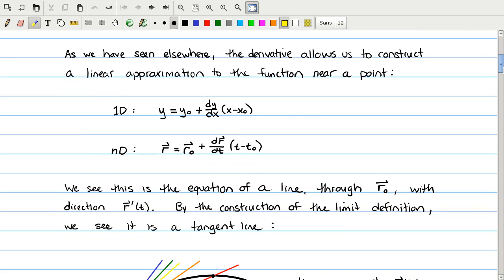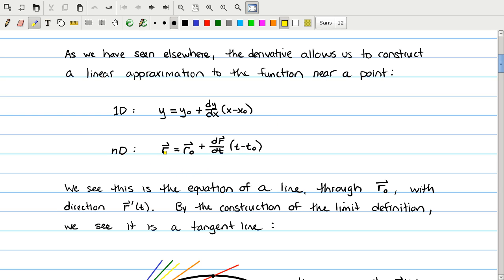Now, we've seen in earlier sections that the derivative allows us to construct linear approximations, and that what these linear approximations correspond to are the 0th and first terms of a Taylor series. So that's true in 1D. We have an expression for y in the vicinity of some point x naught, y naught. The 1D approximation of the function is given by the first two terms, y naught plus dy/dx times x minus x naught. And with the definition of a derivative, that remains true for vector functions.